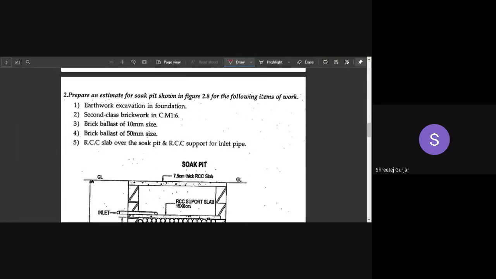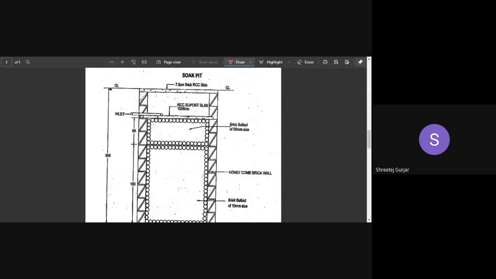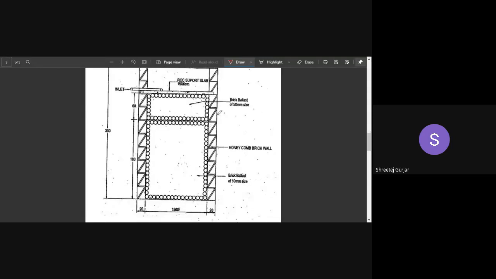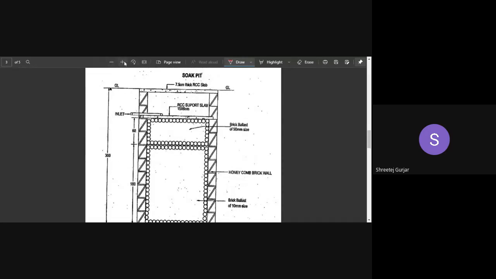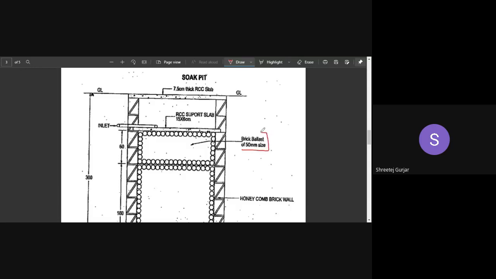This is very easy compared to your previous one, wherein we do not have any extra layers. You can observe that only the brick layer is there, and no extra layers like we had in the previous one. So much of the calculation is reduced. But inside, they have mentioned brick ballast of 50 mm size, and they have shown these circles, meaning that the entire thing is covered with brick ballast. They have only shown it circumferentially, but while calculating, keep in mind that the entire thing is covered with brick ballast.